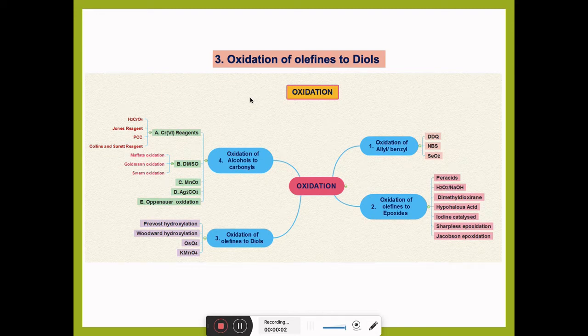Hello everyone. Now let us see the third group of the oxidation of olefins to the diols. So up till now we have seen a group of reagents showing oxidation of benzylic and allylic hydrogen in a molecule. We have also seen a group of reagents which will oxidize the olefins to epoxide, and now we are going to see the oxidation of olefins to diols. So here these are some of the reagents.